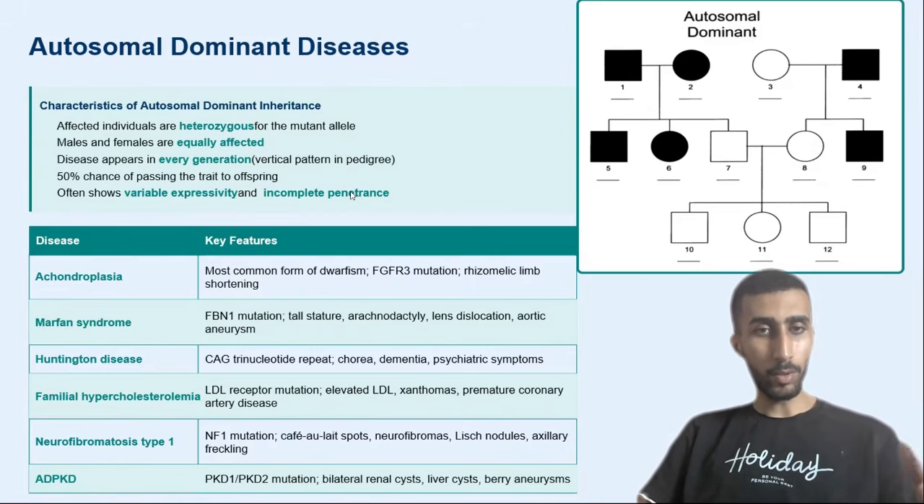So this contradicts our rule of thumb here that affected individuals may be heterozygous. Being heterozygous is sufficient for you to have phenotypic disease, but there is always an exception, which is incomplete penetrance. So there are famous examples of autosomal dominant disease.